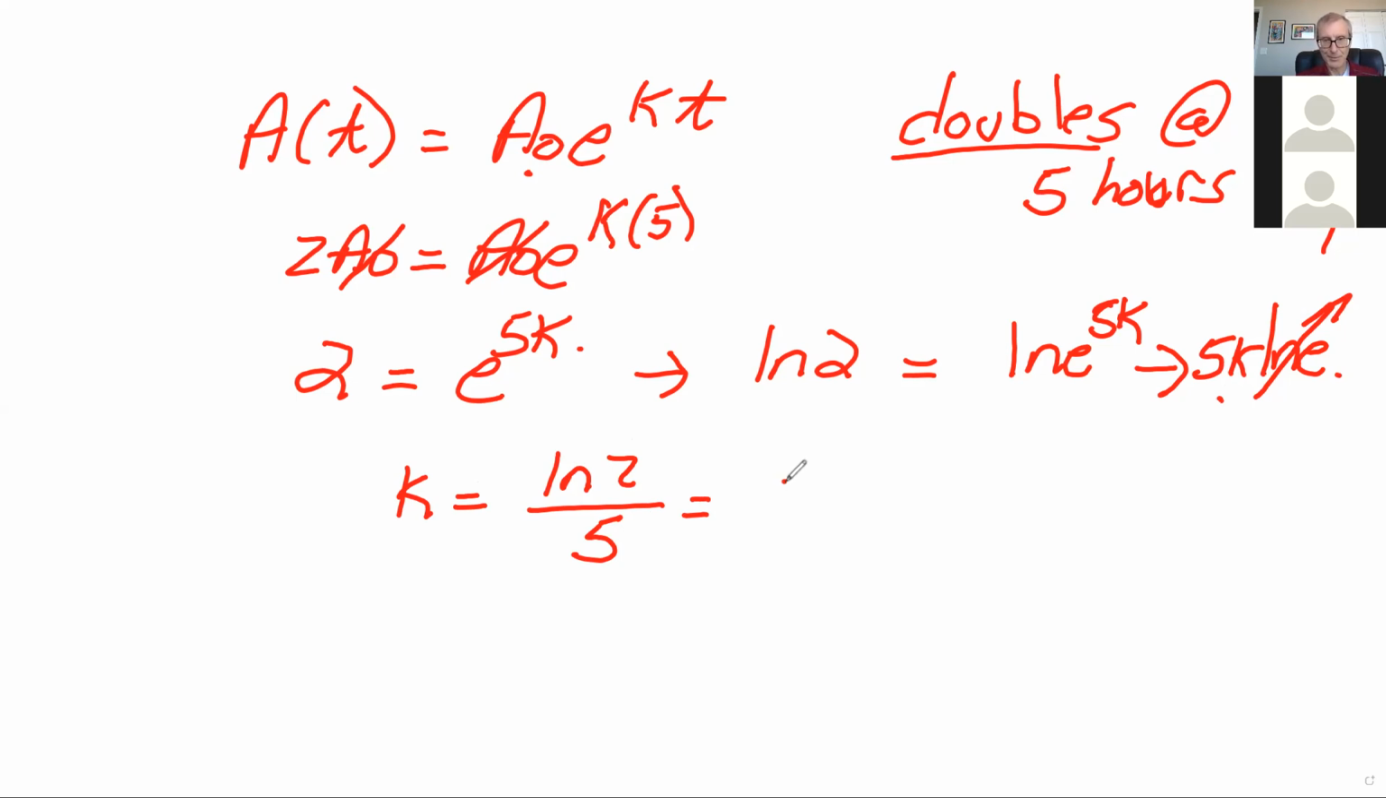So you see K is a little bit smaller now, right? Because it took longer to double than 3 hours. And as that number gets closer and closer to 0, what ends up happening is the growth is slower and slower and slower. And if the number is big, then it grows really, really fast.